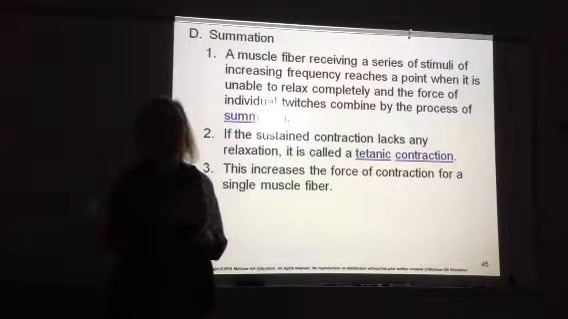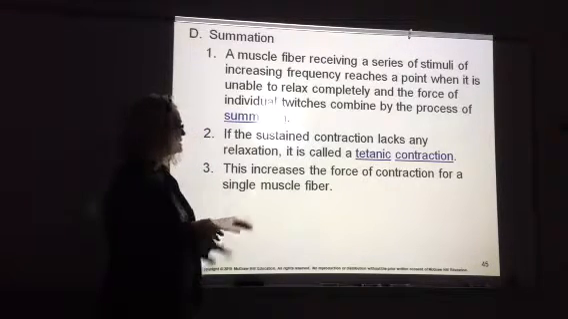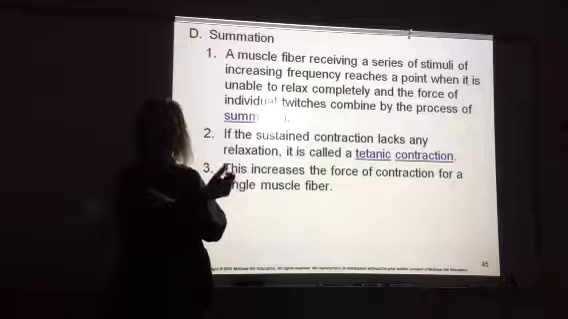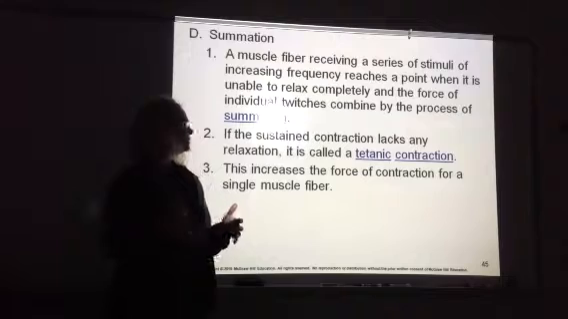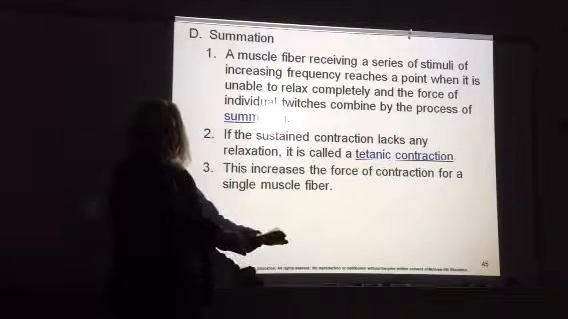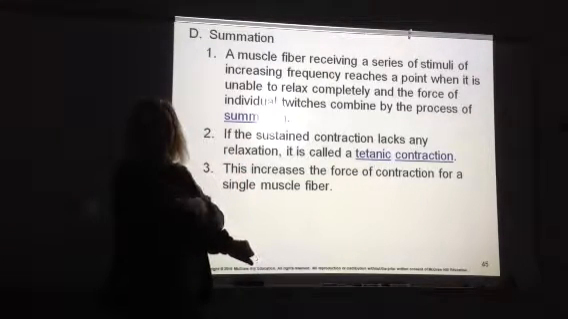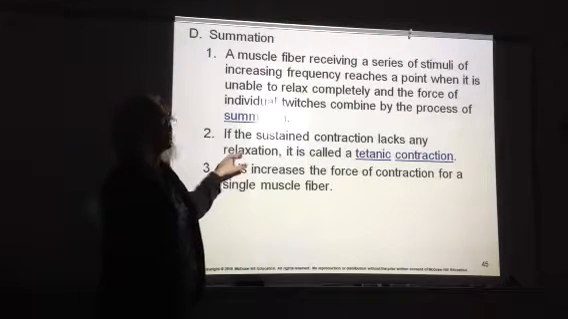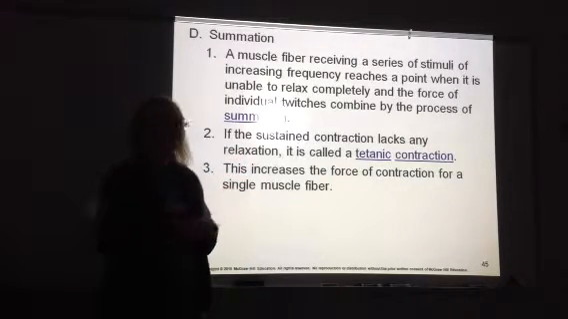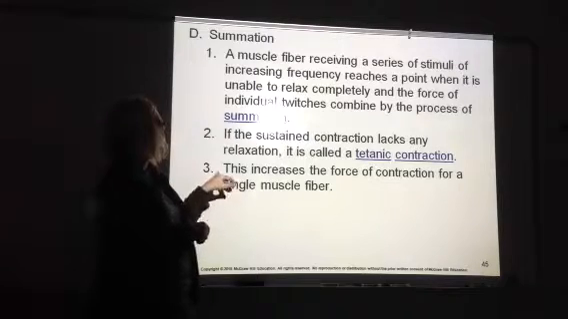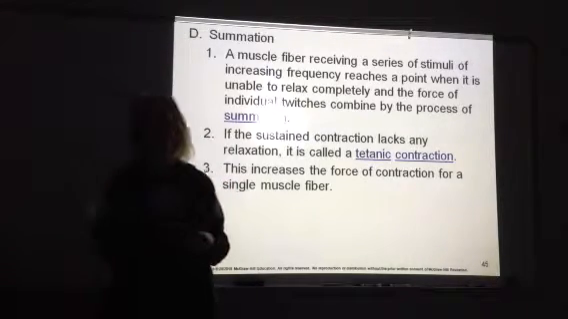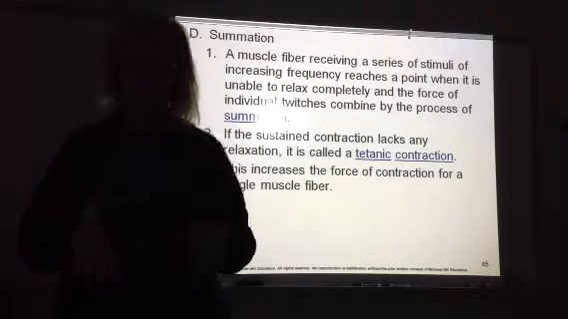Tetanus: if you have not had your tetanus shot and someone develops tetanus, your muscles will contract and they don't relax. Certain animals, sheep, are well known to get tetanus, and their muscles will contract and become stiff and they don't relax. A cramp, if you have a muscle cramp, would be something similar to a tetanic contraction where your muscle does not relax. This increases the force of a contraction for a single muscle fiber.